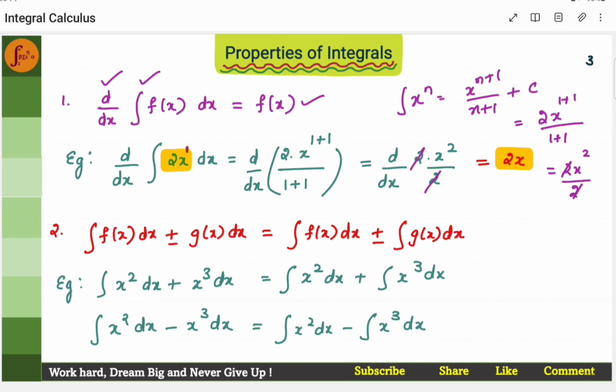The next property is, if I have two functions, it could be addition of two functions or subtraction of two functions, I can find the integral separately.